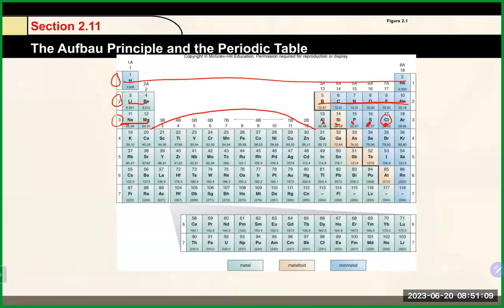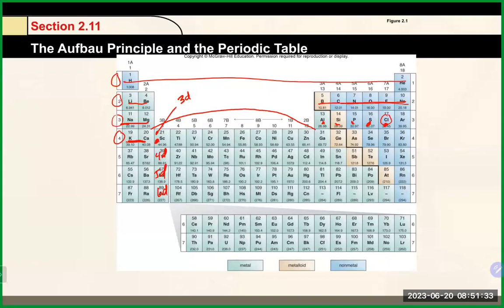D's start on the third energy level. So right here, that is 3D, not 4D. So that is actually one back of the period number. So this would be like 4s2, 3d1 right there, and not 4d. That would be 4d here, 5d, 6d, right?